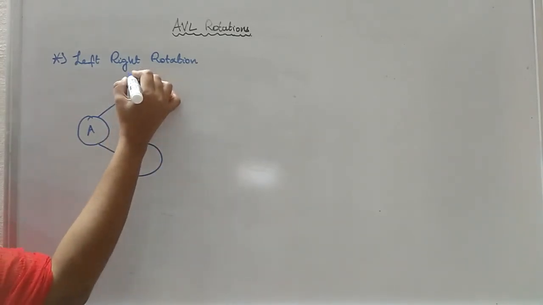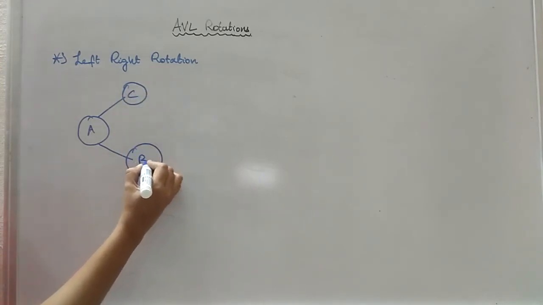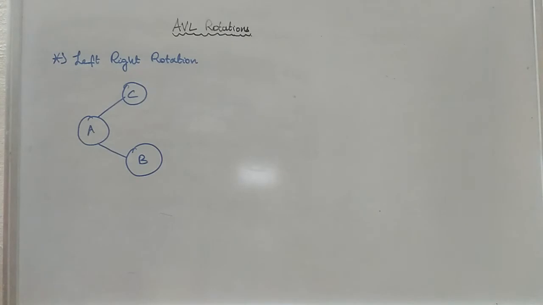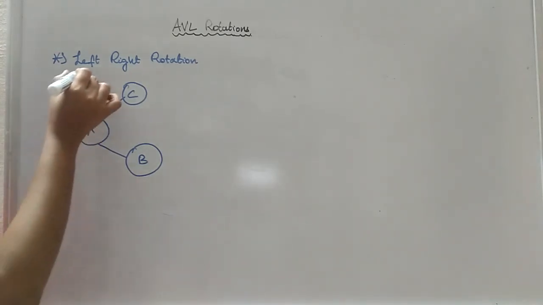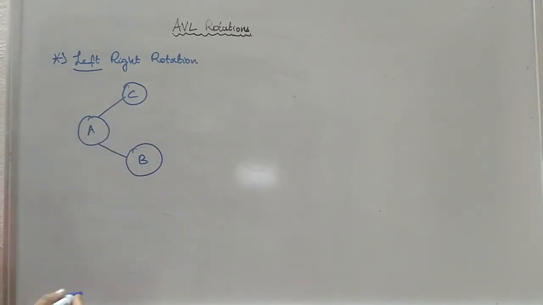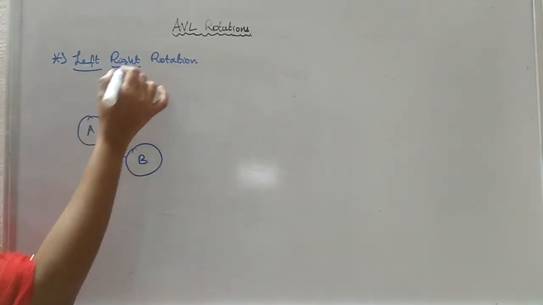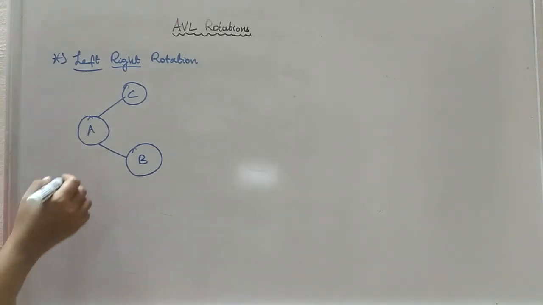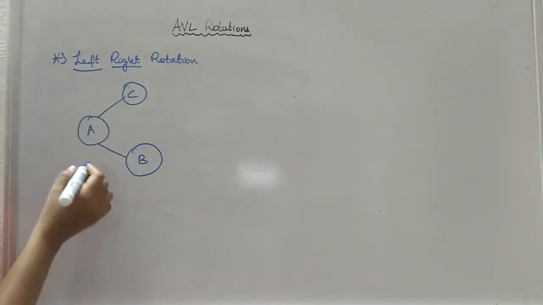Like this one. Okay, C you place it here and B is here. So what I am just going to do here means at first I should do the left rotations. After that I should do the right rotations. Okay. So when I am going to do the left rotations, actually it's two types of rotations.